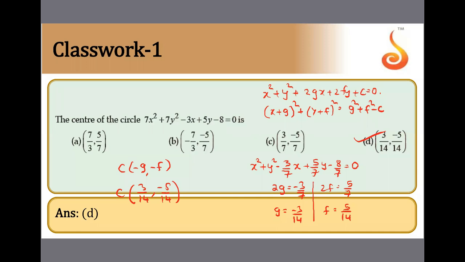I'll move to the next problem. So (minus g, minus f), the coordinates are (3 by 14, minus 5 by 14). Okay, next one. In first year you studied circles. Just now you studied circles. Next one.